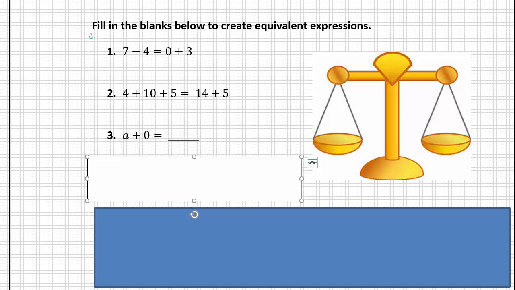Probably getting a little faster at these. What would be the correct value to put on the right hand side? We have a plus 0 is equal to blank. Well, anything plus 0 is still whatever you started with. So if you said a, I would agree with you.